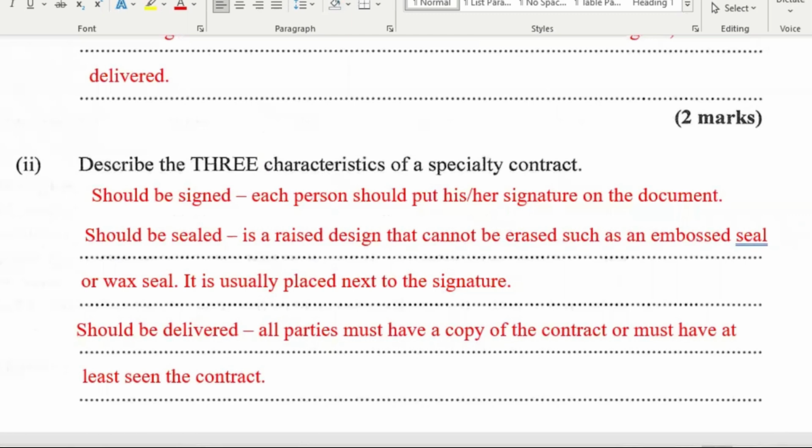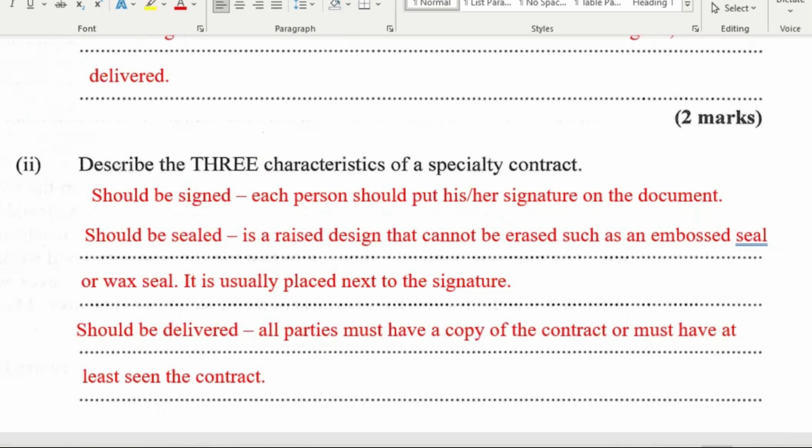And it says describe. So you really have to tell what it means for the contract to be signed, to be sealed, and delivered. When a contract is to be signed, it simply means that each person should put his or her signature on the document. So every party to the contract, all parties to the contract need to sign it.